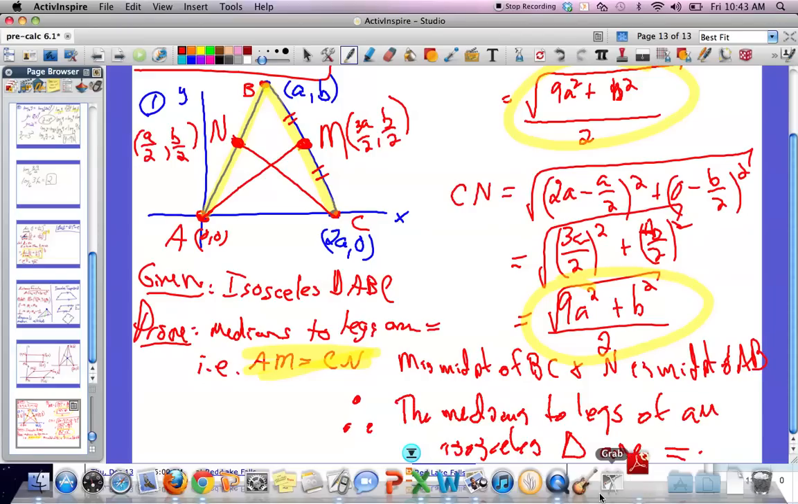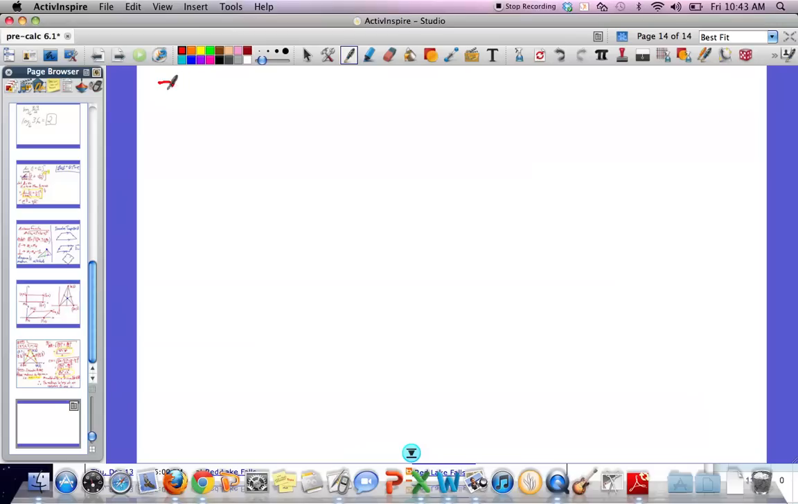Number 3 says, prove that the line segment joining the midpoints of two sides of a triangle is parallel to the third side and has a length that's half of the third side. Okay? So, I need a picture of a triangle.